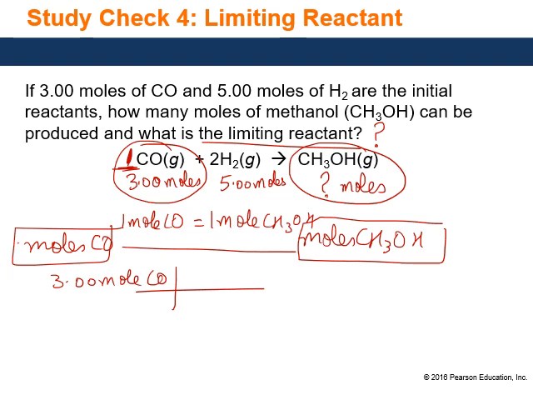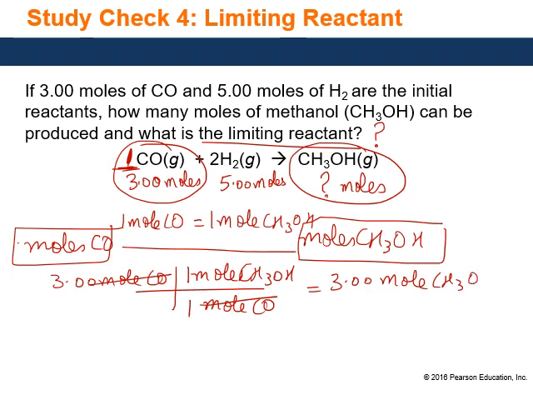multiply it with my conversion factor that comes from here, moles of CO. So mole of CO goes in the bottom, 1 mole of CH3OH. What's left is 3.00 moles of methanol. So this is how much we finally end up making. Similarly, we go from hydrogen to this.